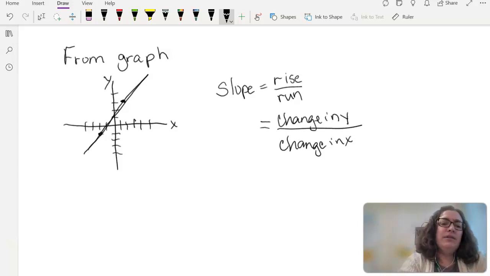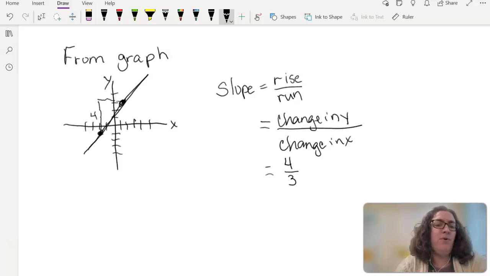So if I look at these 2 points that I've created, then I would say the change from one point to the other in terms of y value would be up 1, 2, 3, 4. So it rose 4 and then ran 1, 2, 3. So it would have a slope of a fraction, rise over run, of 4 over 3.